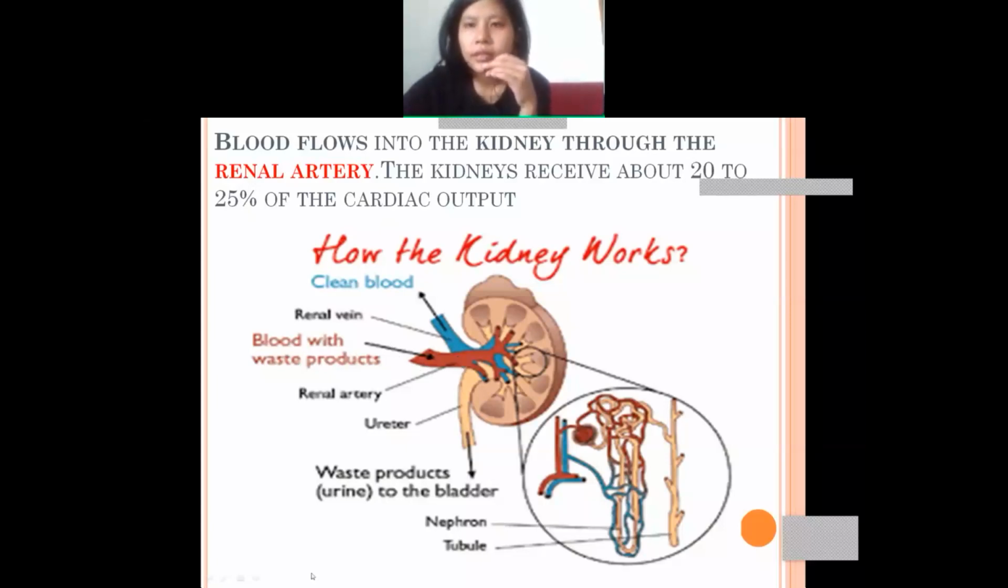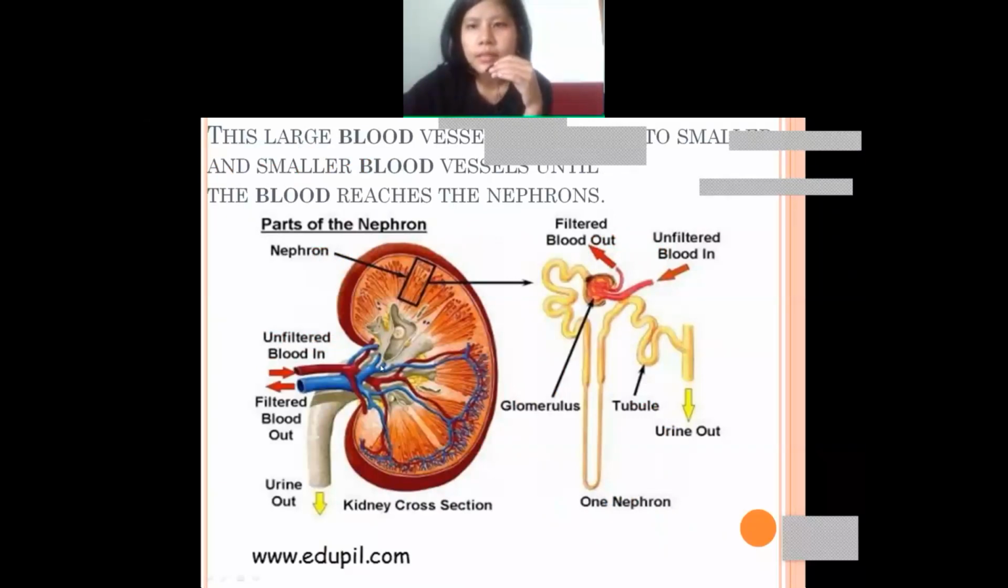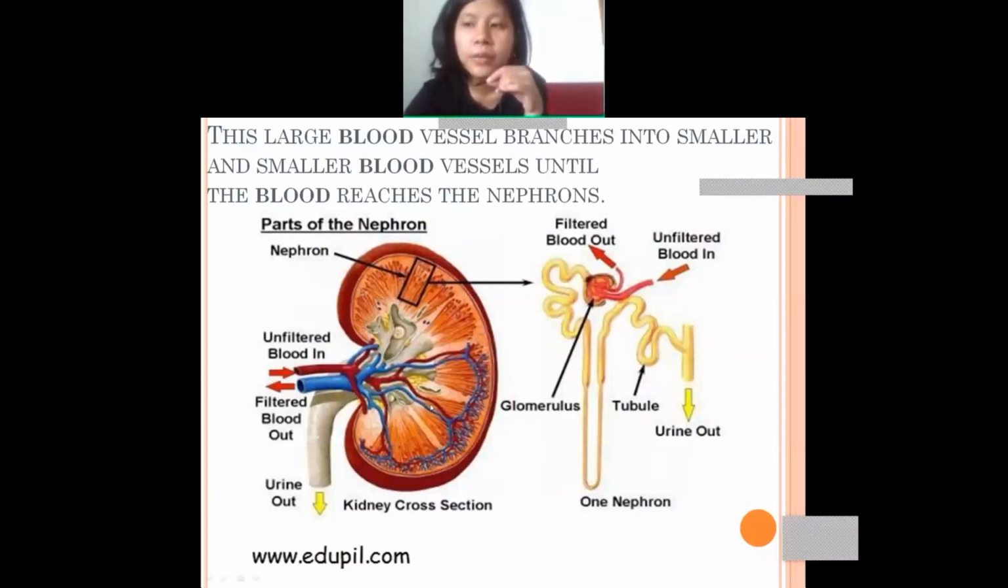And what you will find inside the kidney, the renal vein and the renal artery, is that they are divided into different blood vessels, right? Blood vessels are what? Blood vessels are actually all these arteries, veins, and capillaries. All together they are known as the blood vessels.